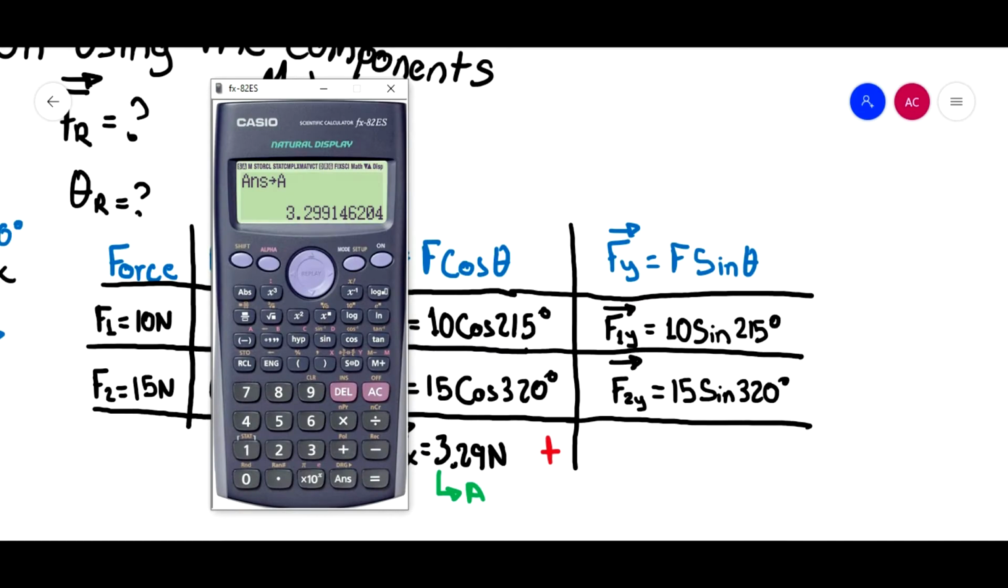Okay, let's get to the calculator. Let's perform the operation: 10 times the sine of 215 plus 15 times the sine of 320, and equals. Okay, I'm going to save this value in the memory B, Shift STO. Now it's saved, and I'm going to write the answer.